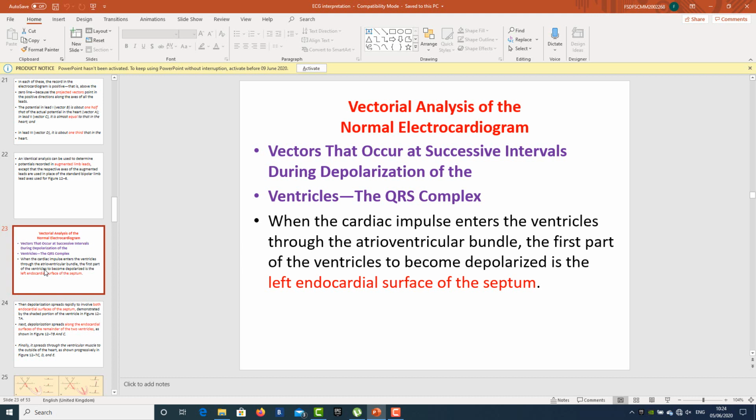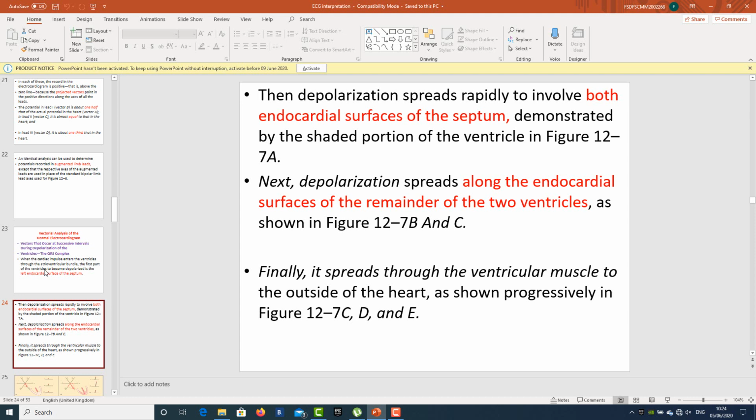The QRS complex. When the cardiac impulse enters the ventricles through the atrioventricular bundle, the first part of the ventricles to become depolarized is the left endocardial surface of the septum. Then, the depolarization spreads rapidly to involve both endocardial surfaces of the septum. Next, the depolarization spreads along the endocardial surfaces of the remainder of the two ventricles. And finally, it spreads through the ventricular muscle to the outside of the heart.